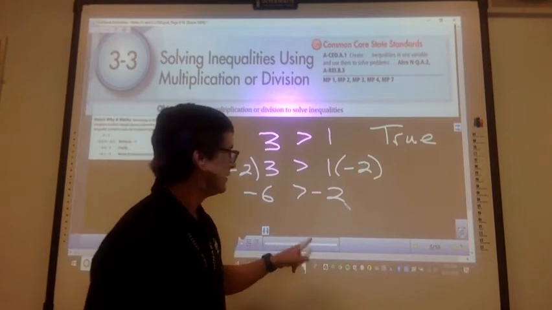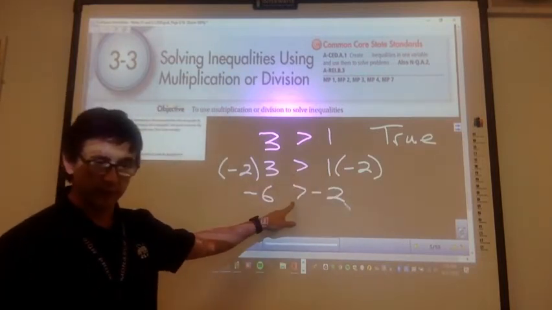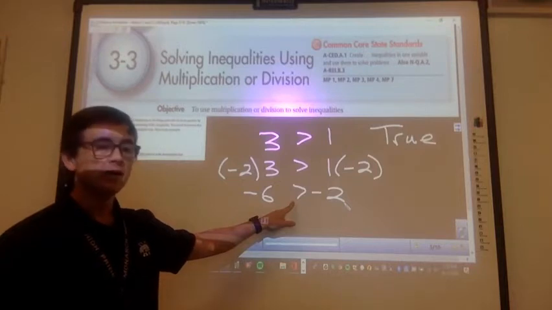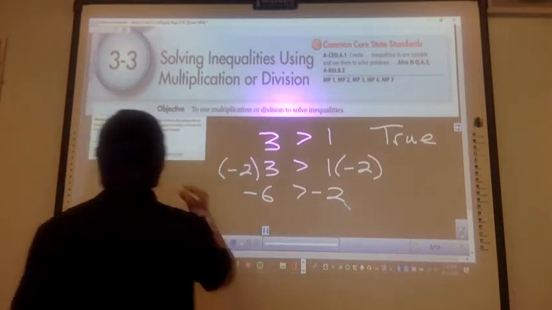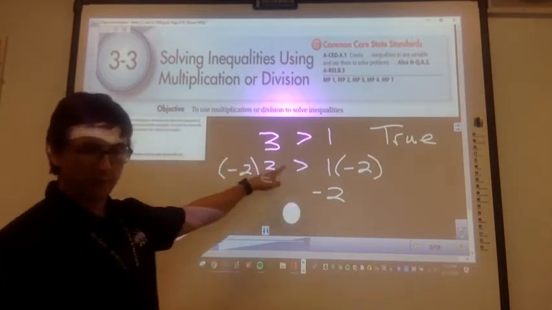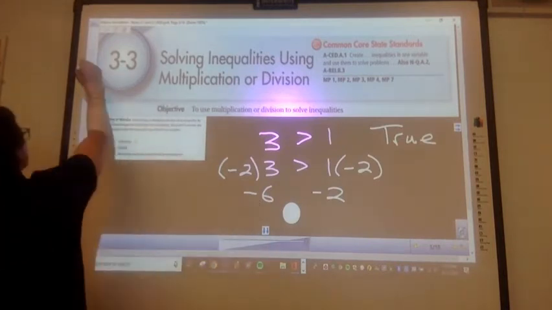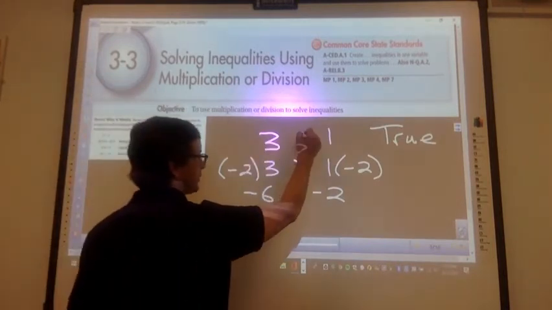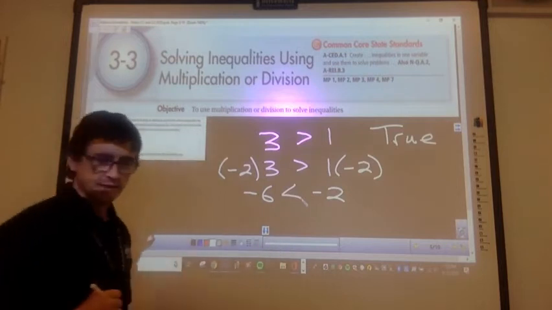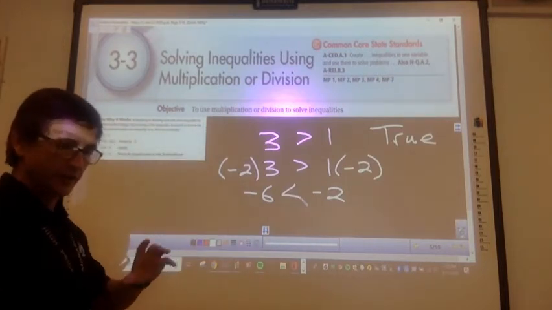No, it is not. So if I multiply both sides by a negative, what do I have to do to the inequality? Flip it. Exactly, right? So that's why you have to flip the inequality, because we multiplied by the same thing, and then it made a false statement. To fix that false statement, we have to go from greater than to less than. So that's the why behind switching the inequality.